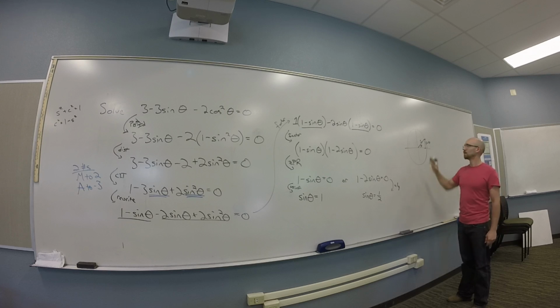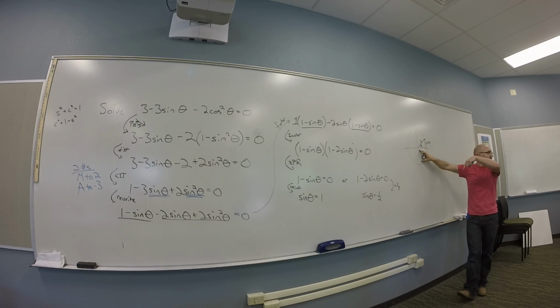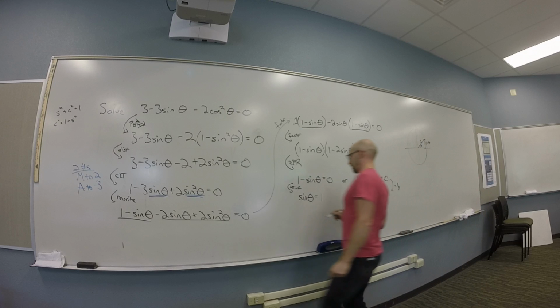Pi over 2. Or 3 pi over 2? No, just kidding, that's negative 1, right? So I just need the pi over 2's, plus 2 pi, 2 pi n.